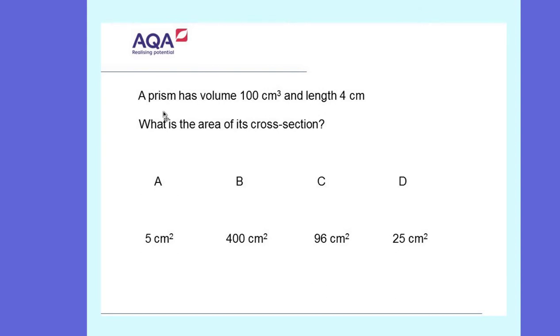So some kind of prism has a volume of 100 centimetres cubed. We don't know what type of prism, but we do know it's got a length of 4 centimetres. What is the area of its cross section?